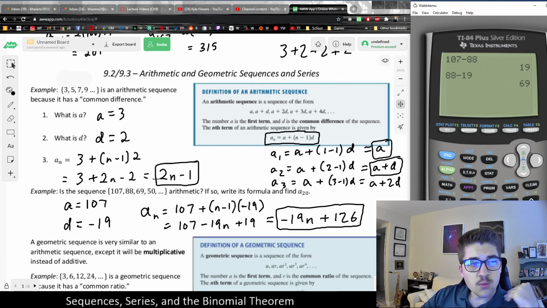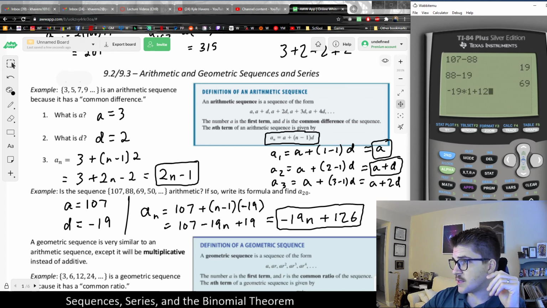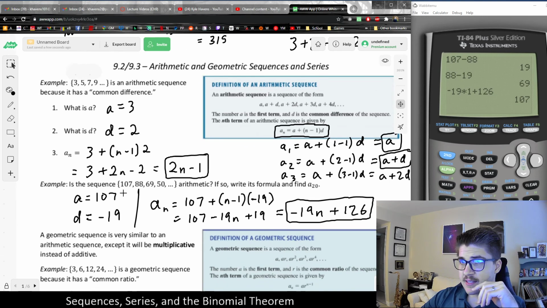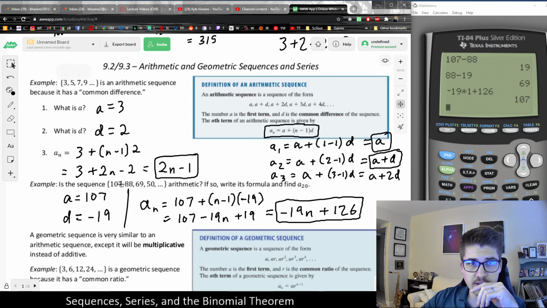Also, if you want to check your answer, the whole point of this formula is that if I plug in n for a sub n, this should be equivalent to the sequence. Every term should be consistent. So what we could do is check out the first term. What is a sub 1? I would do negative 19 times 1 plus 126. And notice that that gives me 107. That's consistent with my starting term. So that's so far so good.